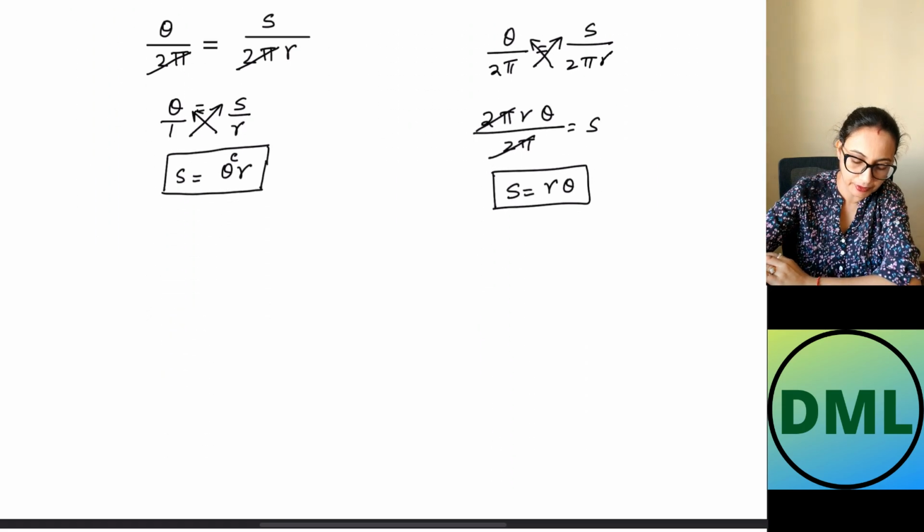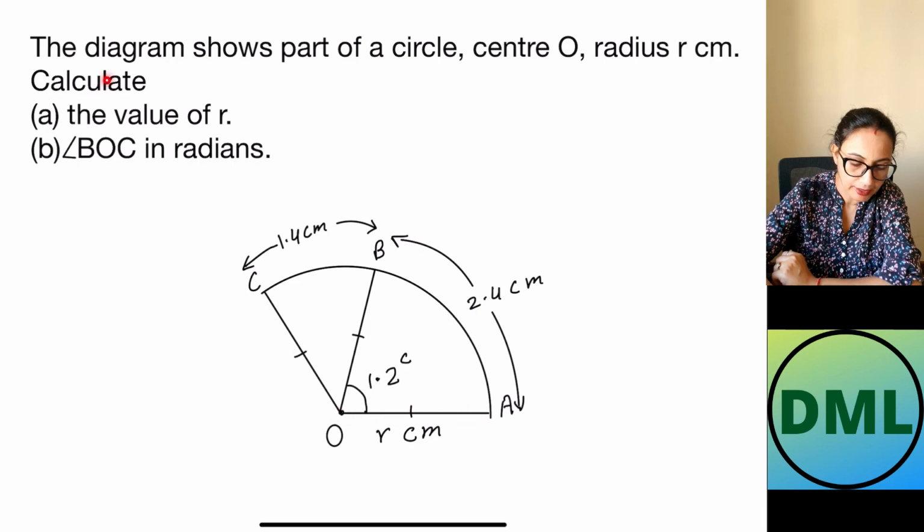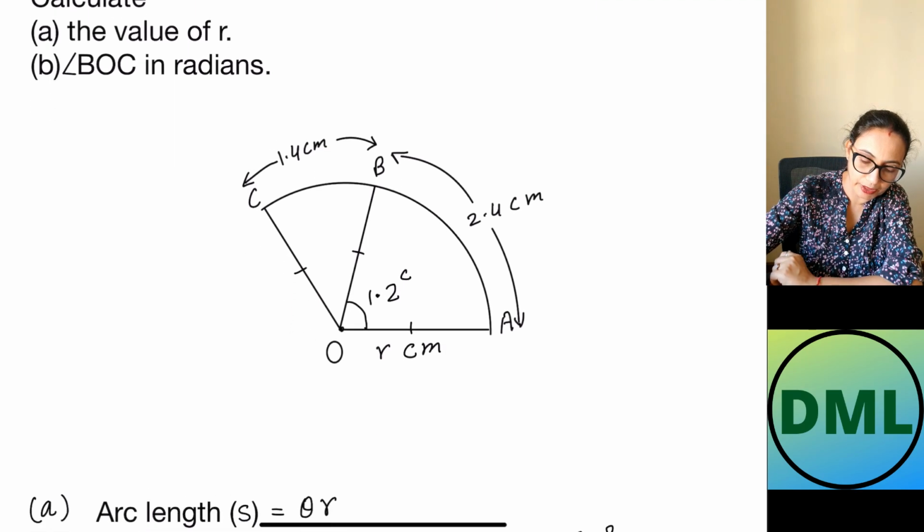Let's see one example. The diagram shows part of a circle, center O. This is a part of the circle and the center is O. Radius is r. Calculate the value for r and the angle BOC in radian mode. They have given the sector here. This part of the sector, the arc length is 2.4 centimeter. This part of the sector, the arc length is 1.4 centimeter. In this sector, the angle subtended here is 1.2 radian. I need to calculate the value for r. We know the formula for s.